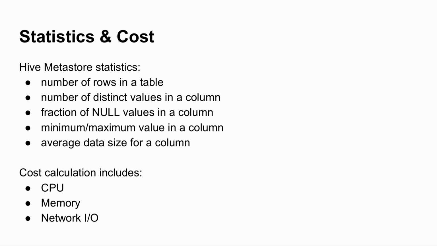Our cost model is something we spent some time thinking about, in terms of how we balance CPU, memory, and also network I/O. The cost model includes all three, and makes a balanced decision to get you good performance, but also reflects the relative cost of those different factors.